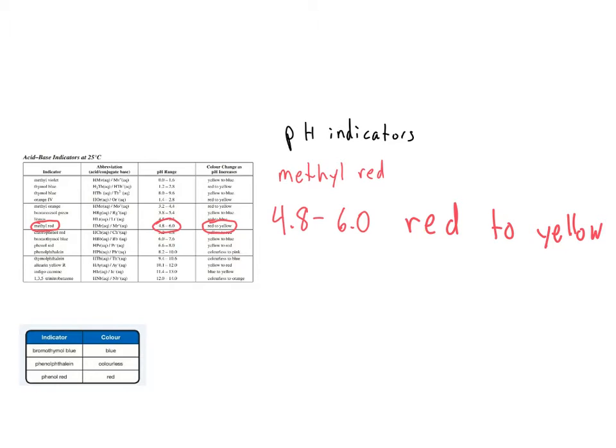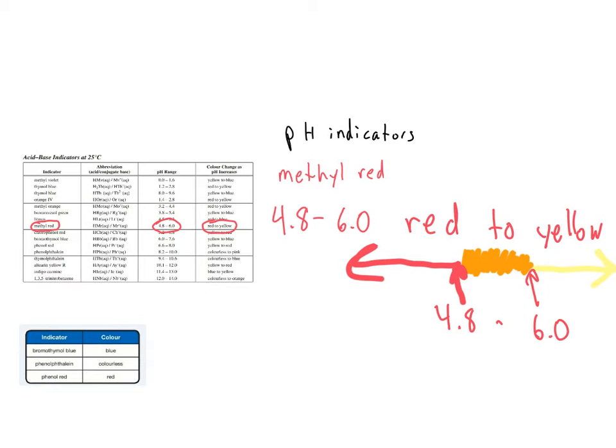What this means is that anything less than 4.8 is going to be red, and anything greater than 6.0 is going to be yellow. And anything in the middle is going to be red and yellow together, which is orange. And so that's the way that works. So if we put down the break off, here would be 4.8. Here would be 6.0, and that's how we're able to tell the pH based on the color change. And obviously in between would be the orange.